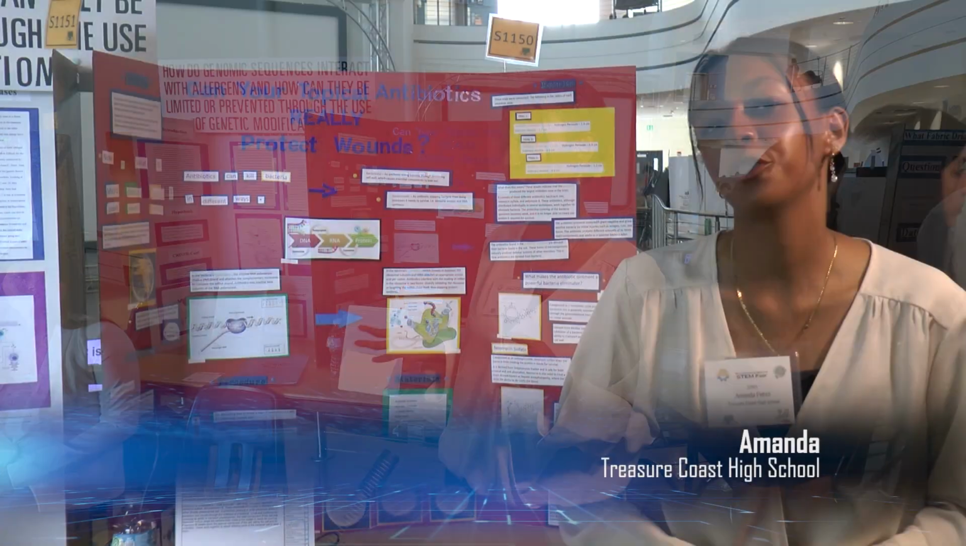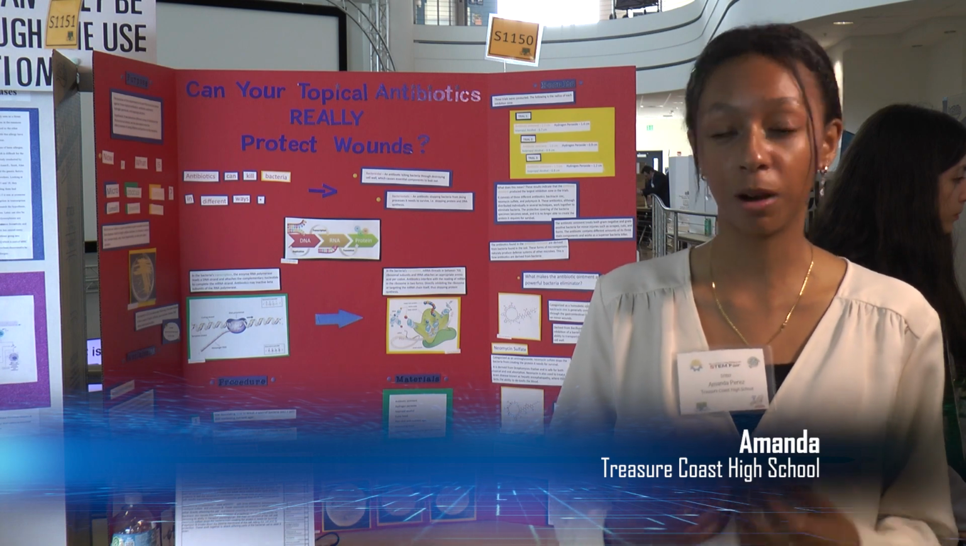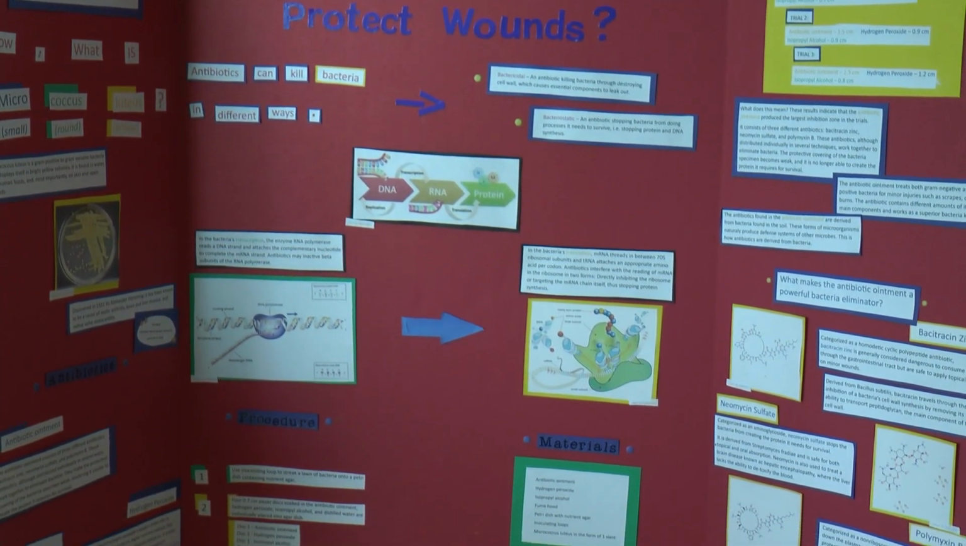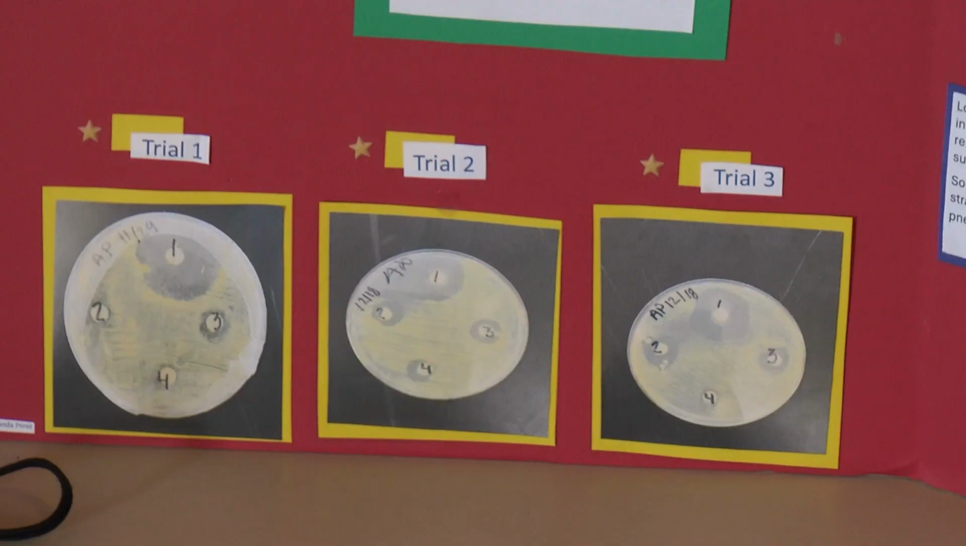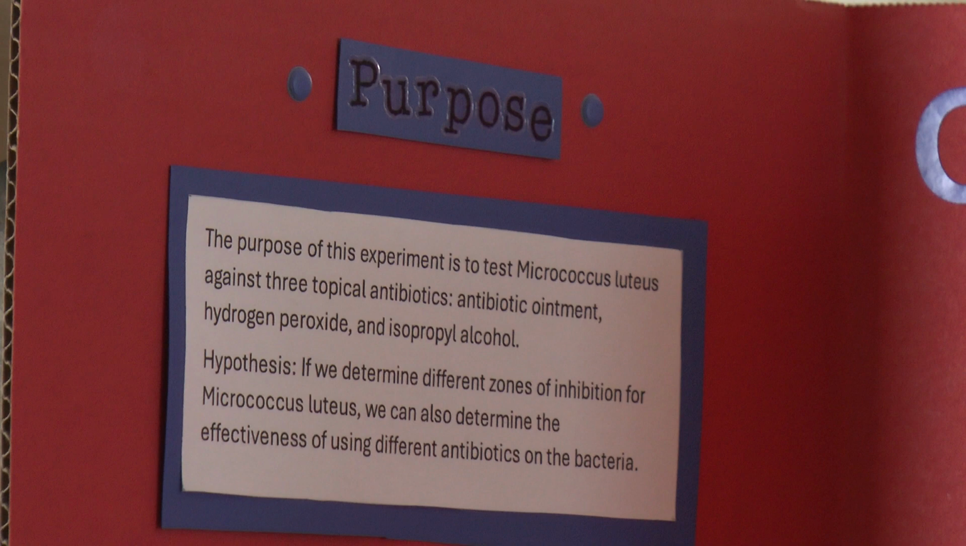Because skin infections are so common in low-income countries, I really wanted to see if I could find a possible solution to reducing skin infections in their earlier stages for low-income countries and their citizens. My hypothesis was if we determine different zones of inhibition on the Petri dish, we'll be able to determine the effectiveness of each antibiotic, and I was able to determine the effectiveness of each antibiotic.